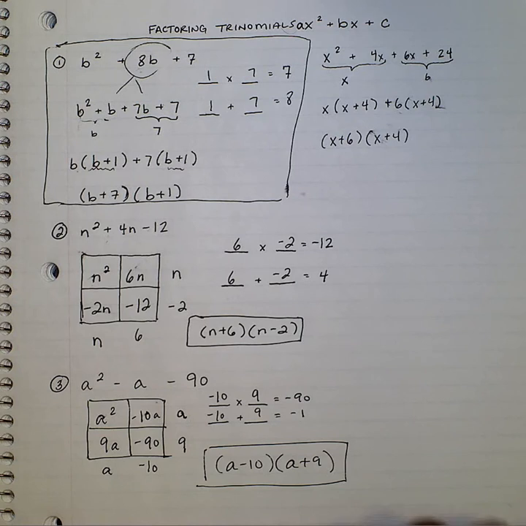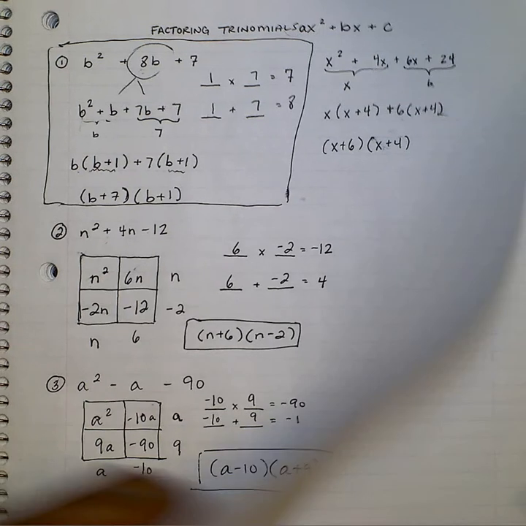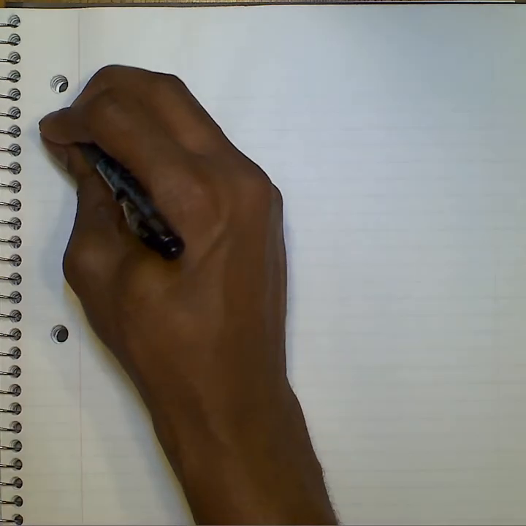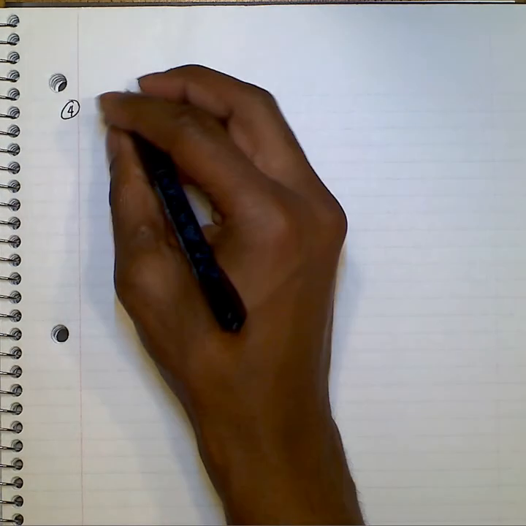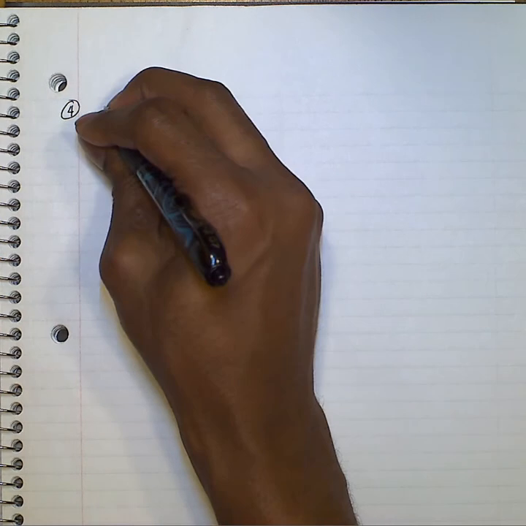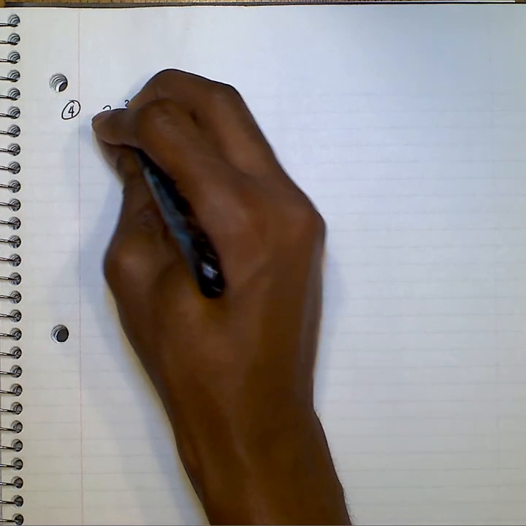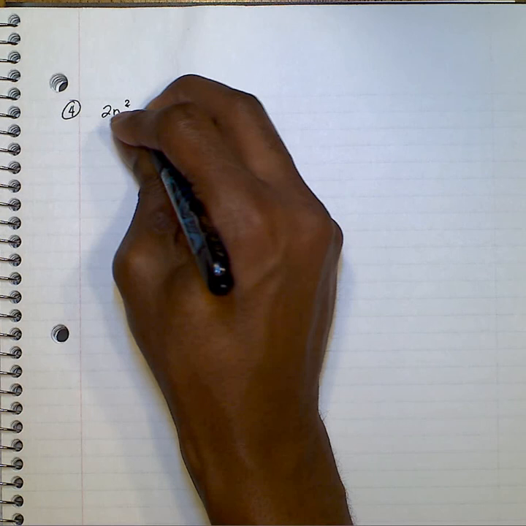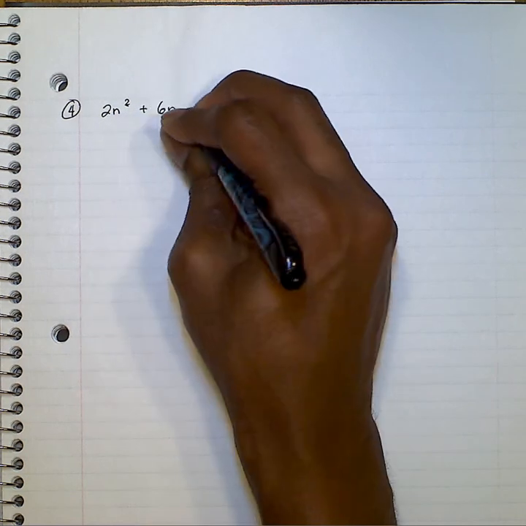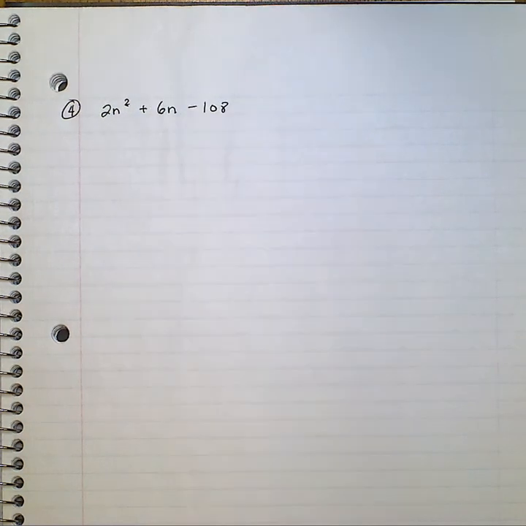Let's go one more example. So last example, if you have space on the same page, that's fine. Last example, we have 2n squared plus 6n minus 108.